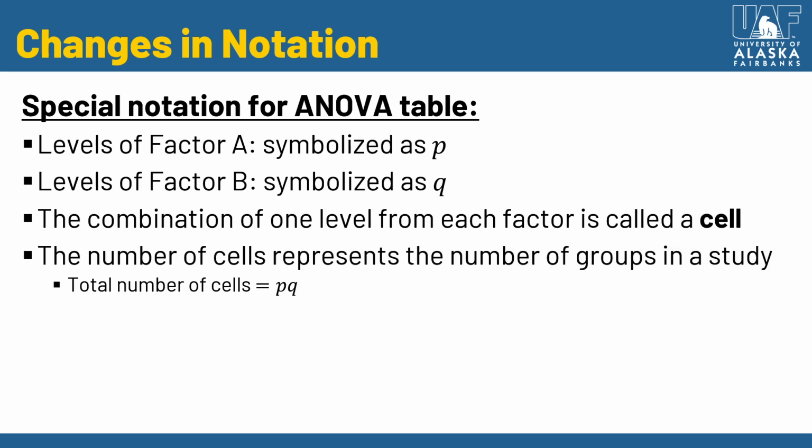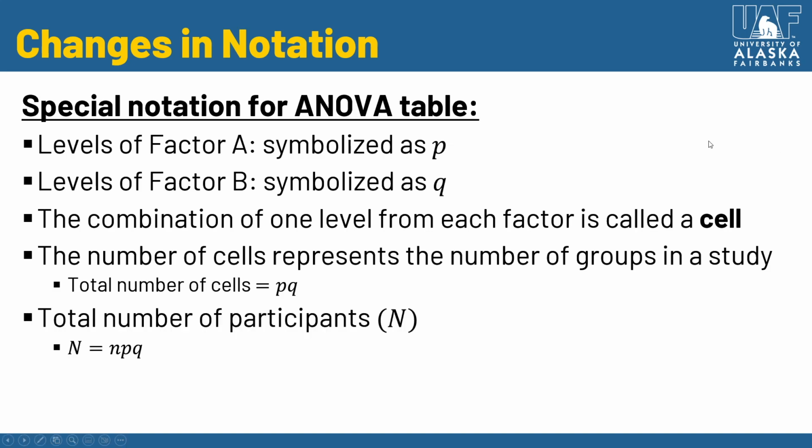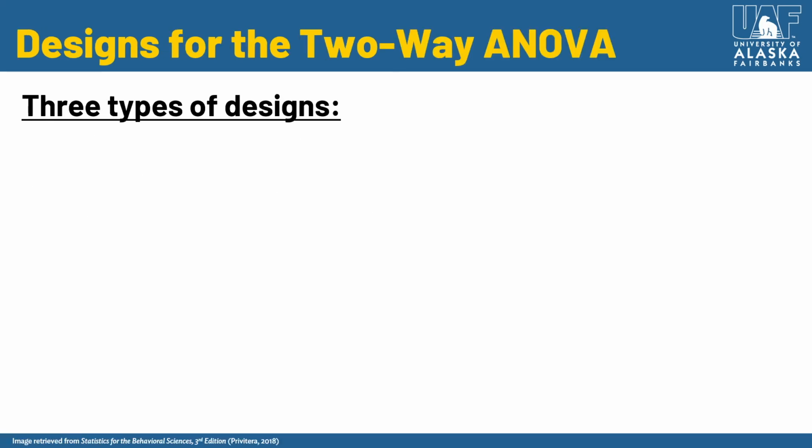But overall, the total number of cells is going to be equal to P times Q. So for example, in a 3 by 2, we would have a total of 6 cells, 3 times 2. Total number of participants, so big N, is equal to small n times P times Q. Pretty straightforward, hopefully, at this point.